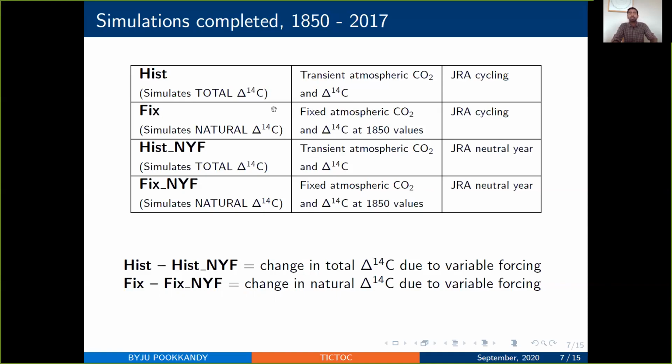The HIST simulation simulates total C14 with the transient atmospheric CO2 and delta C14 and the JRA cycle forcing. And the fixed simulation simulates natural C14 with the fixed atmospheric CO2 and delta C14 at 1850 values with the JRA cycle forcing. And we forced the models with the JRA normal year forcing for the fixed and the transient atmospheric CO2 and delta C14 as HIST NYF and fixed NYF. The difference between HIST and HIST NYF, and fixed minus fixed NYF simulations indicates a change in radiocarbon distribution caused by change in ocean dynamics and air-sea exchange due to variable forcing.